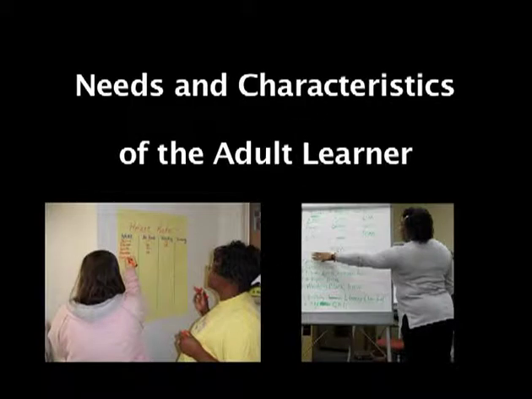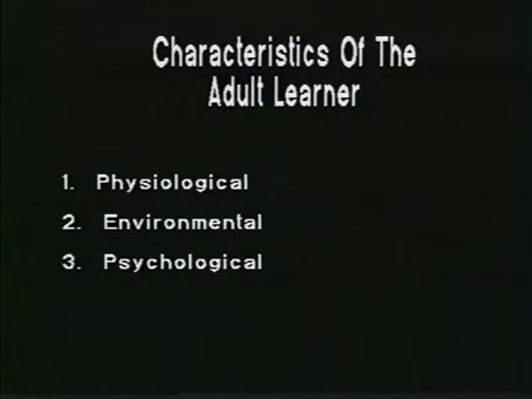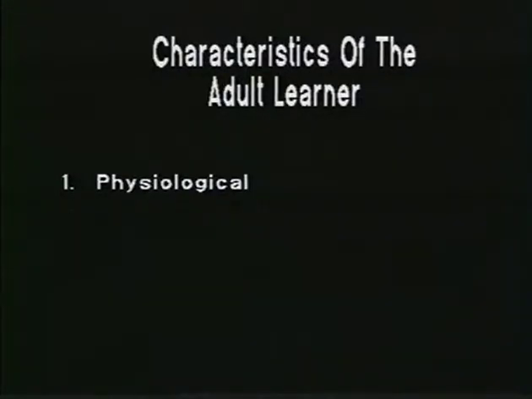During this time together, let's discuss the needs and characteristics of the adult learner, as well as ideas for meeting those needs. Let's begin by examining some common characteristics of adult learners to help us better understand the needs of adults who seek basic skills instruction. We can divide these characteristics into three categories: physiological, environmental, and psychological. Let's start with the physiological category.